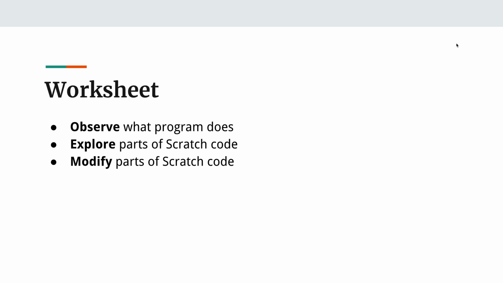Also, we'll be moving back and forth between the worksheet. The worksheet serves three important functions. The first is to observe what the program is doing. The second is to explore parts of the Scratch code. And the third is to modify parts of the Scratch code to see what changes impact the program.